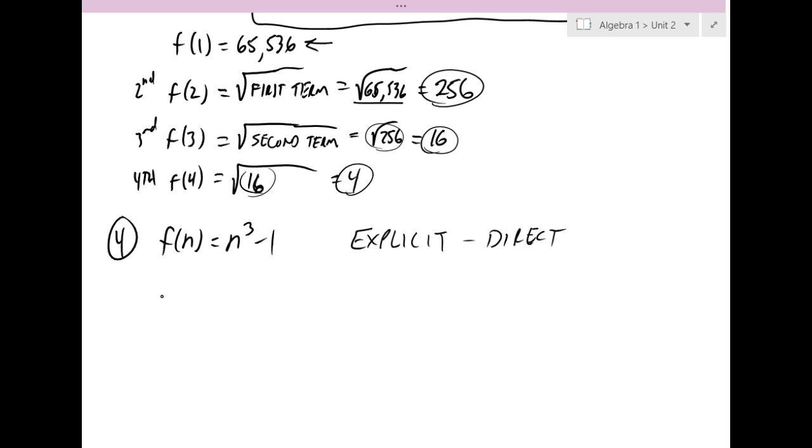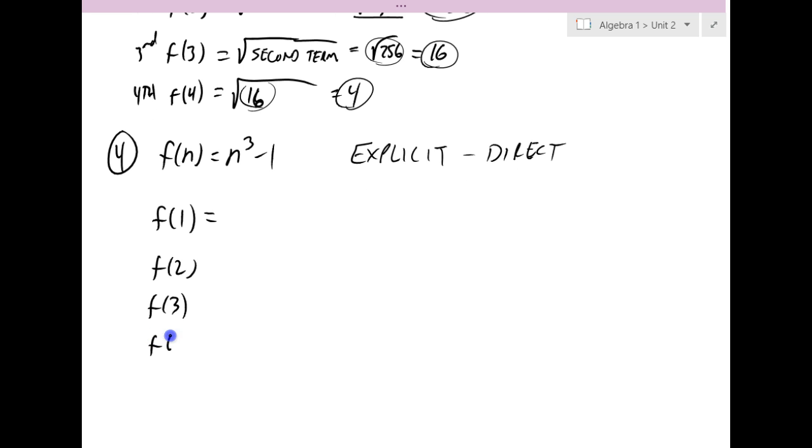Okay, so you're right. And so now go ahead and calculate. Well, let's do f of 1 together, and then I'll have you calculate the other ones that come after it. Okay, so f of 1, if I put 1 in place of that n, then that is 1 cubed minus 1. What is that? 0. So the first term is 0. Go ahead and calculate f of 2 and f of 3 and f of 4 using that same explicit formula.